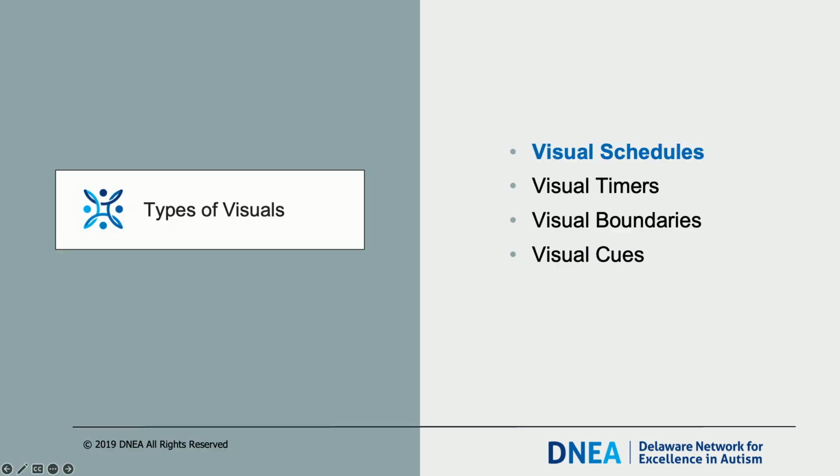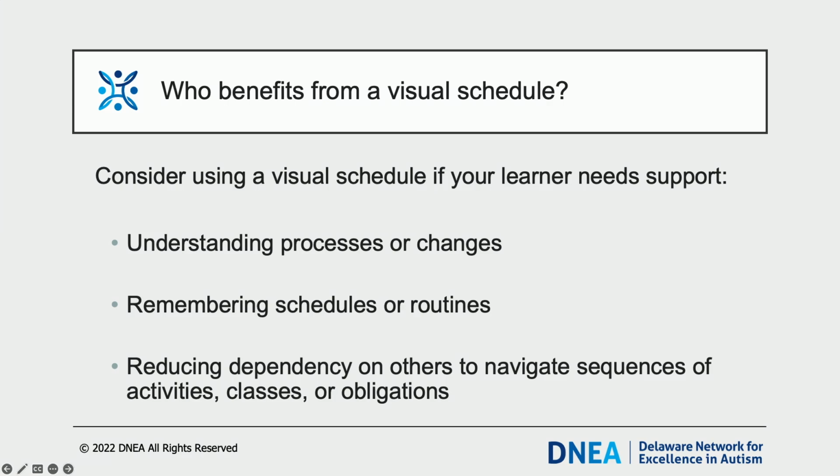Before we continue, we want to note that all individuals can benefit from the use of visual supports, but especially those individuals with autism. Let's start our review with visual schedules. Visual schedules will help a learner who does not understand routines or changes in routines. They are helpful for learners who do not understand or remember steps in a routine, or learners who need help remembering their daily schedule. They can help to build independence and reduce anxiety about what is happening next.